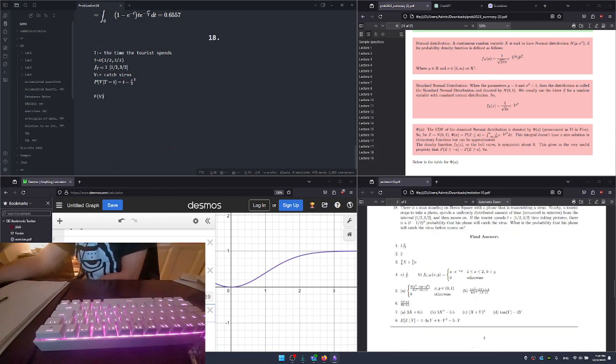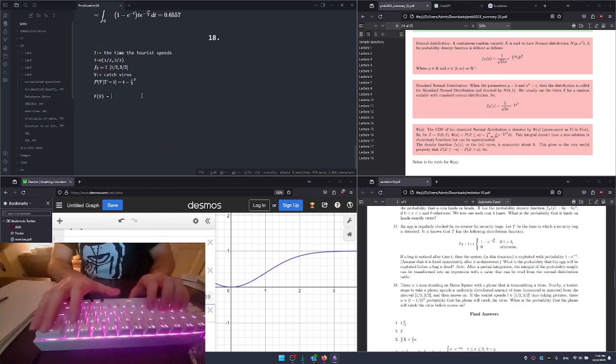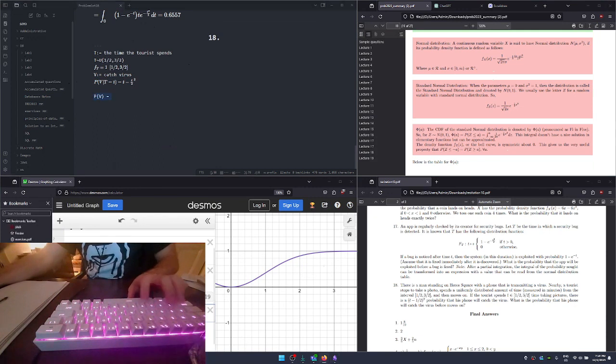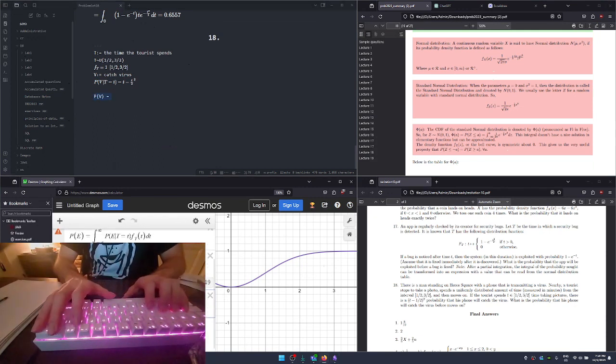And the general probability that it will catch the virus is, and you just need to write this. So whether we catch a virus is an integral from the law of total probability, but we don't care because now we have a uniform distribution, so it's from 1 over 2 to 3 over 2, and the probability is t minus t squared over 2, times 1 times 1, just for good measure, dt.